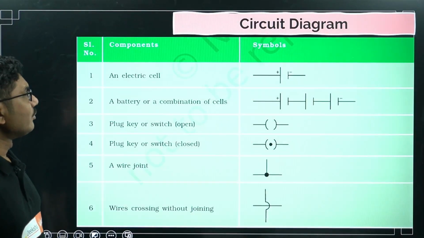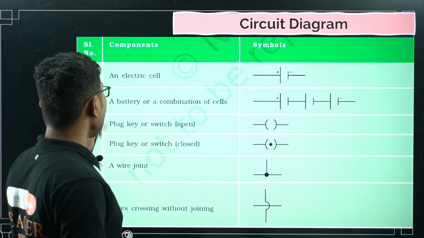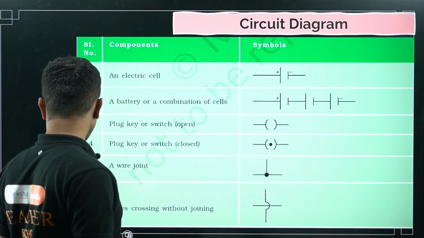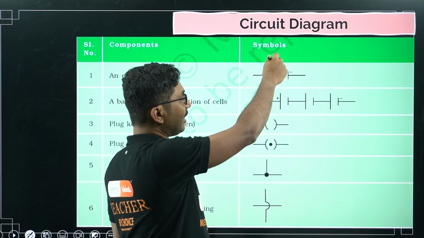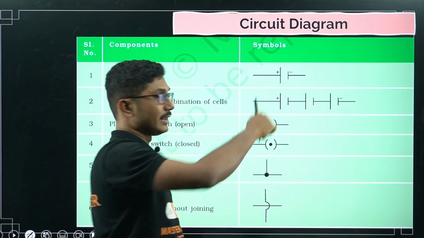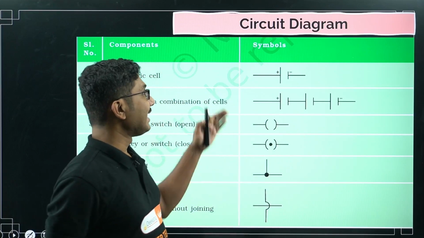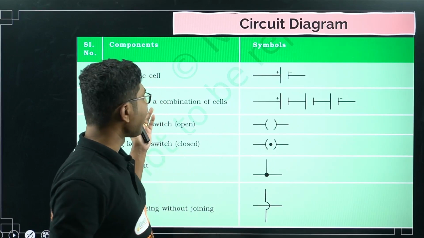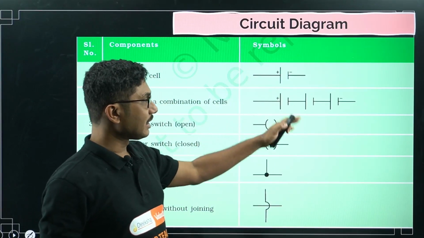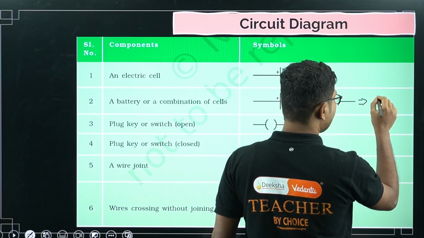Okay, now let's look into the circuit diagrams, a few symbols that you have to remember. This is an electric cell. An electric cell is represented by a single large line and one smaller line. The large line represents the positive end of the cell, and the small line represents the negative end of the cell. Okay, a battery or combination of cells is represented like this. Sometimes this is also represented like this.